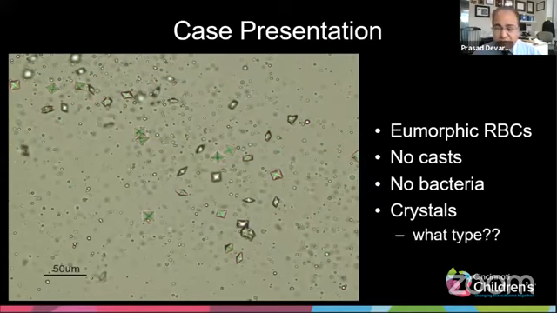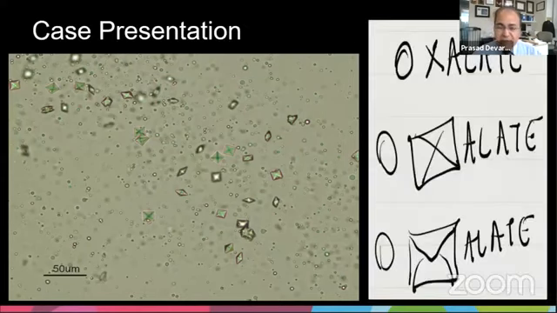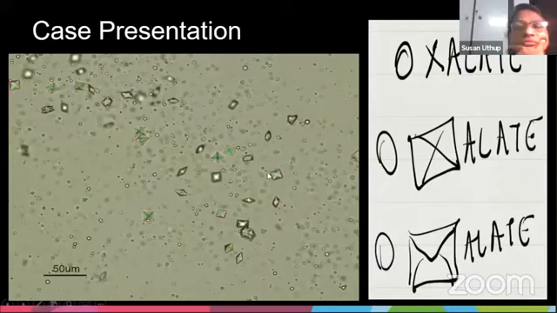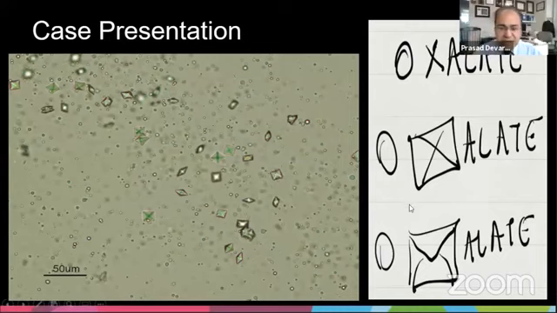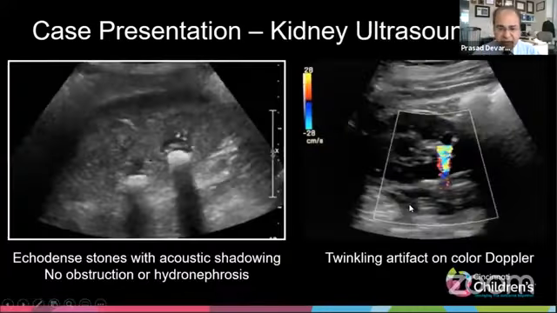So the next question is, what type of crystals are we looking at? And this is the way I remember oxalate crystals. The X looks like an envelope. So envelope-shaped crystals, as you can see here, this is typical of calcium oxalate. So for some reason, this young man has calcium oxalate crystals.